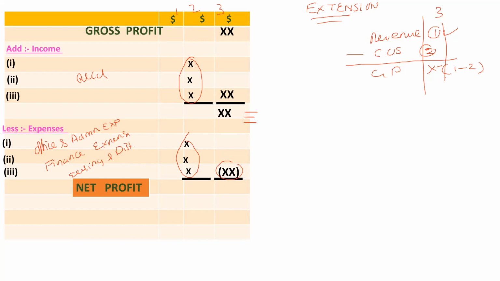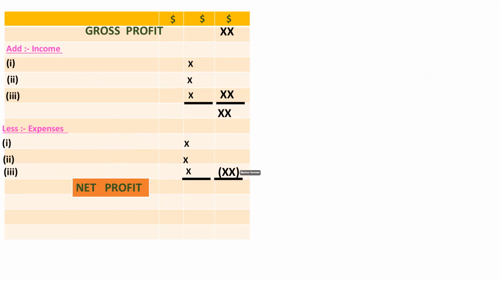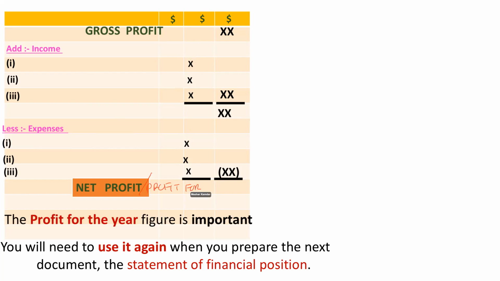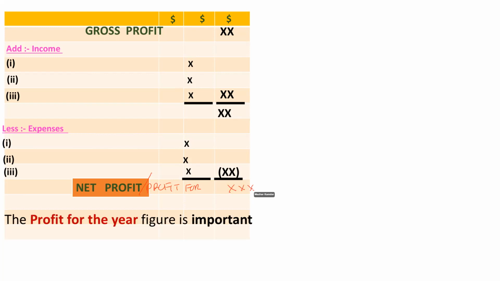Gross profit, add other income, arrive at a figure. Get the total of all the expenses that you've incurred. Minus all those expenses, you will arrive at the net profit or the profit for the year. Anything you can write. Okay. Please note the profit for the year figure is very important.